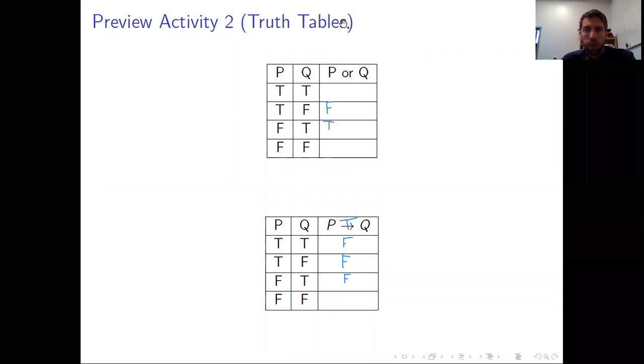Let's clear those now. And then for P or Q, this is true, this is true, this is true, and then this is false. It's only false if both things are false. It's inclusive or. And then P implies Q is true here, false here, true here, true here. The bottom two are vacuously true.